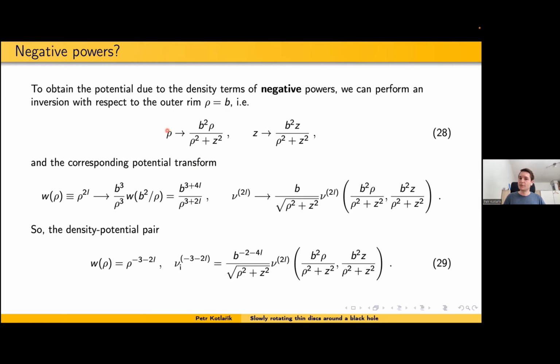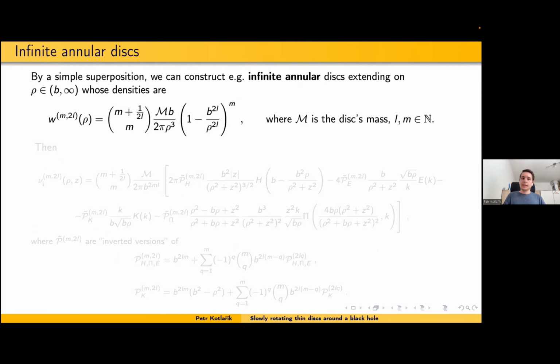It means this kind of transformation, then the potential transforms this way, and you arrive really at the densities which are negative powers of the radial coordinate and a suitable potential in pair. So we can use this and construct some reasonable disks. We construct finite and also infinite disks with possible holes inside.